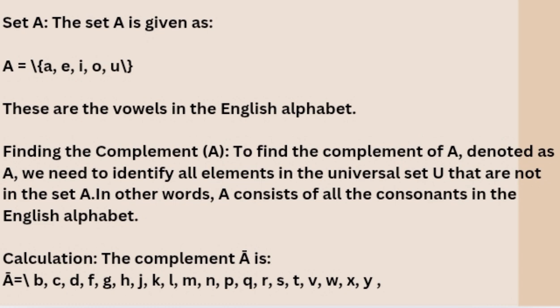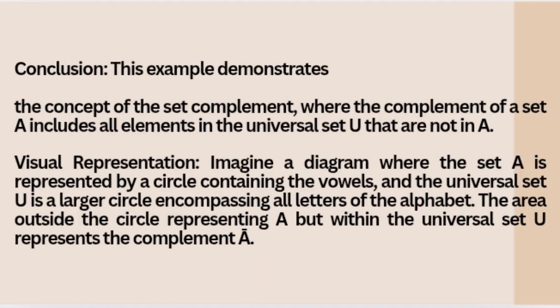Here's the calculation. The complement A' is the set {b, c, d, f, g, h, j, k, l, m, n, p, q, r, s, t, v, w, x, y, z}. So the conclusion here: this example demonstrates the concept of the set complement, where the complement of a set A includes all elements in the universal set U that are not in A.